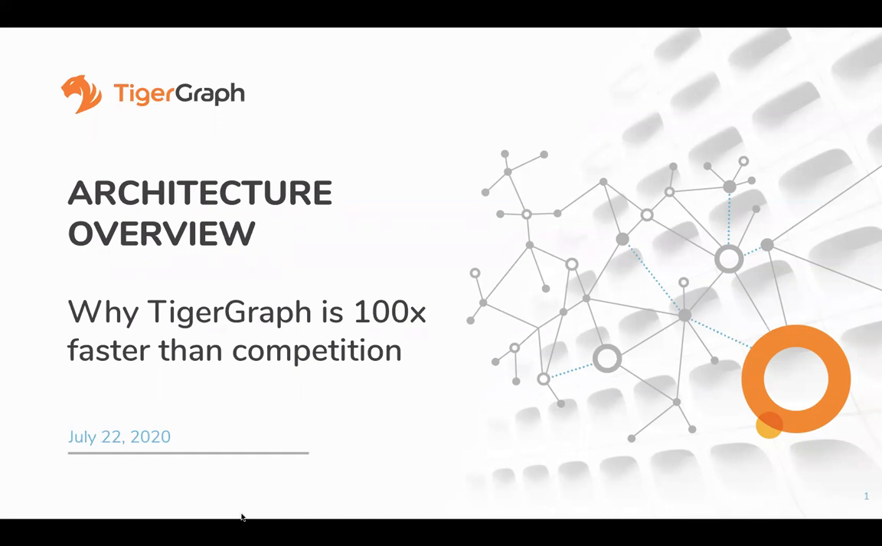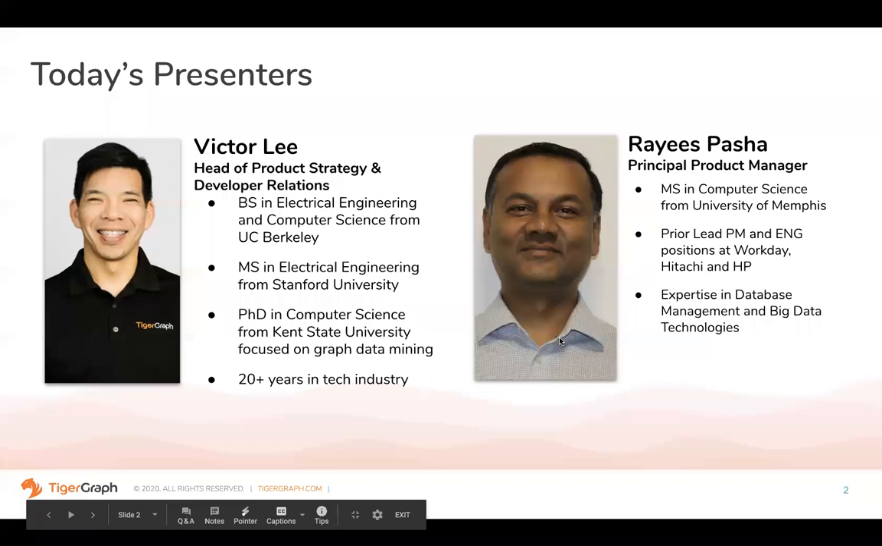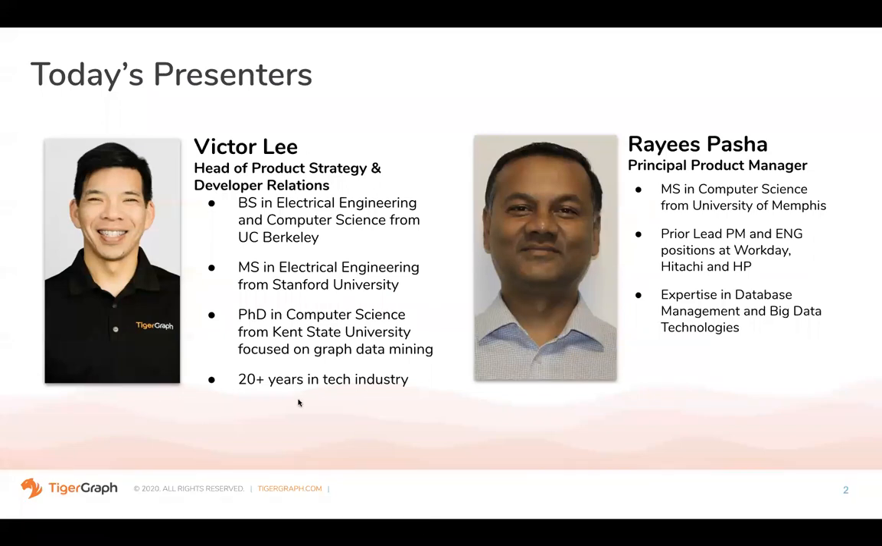So this is Victor Lee, and with me is my partner, Reese Pasha, and we're here today to talk to you about why TigerGraph is much faster than the competition from an architectural standpoint and give you some insight into the architecture. I'm the head of product strategy and developer relations at TigerGraph, and Reese works with me as a principal product manager focusing on the database core.